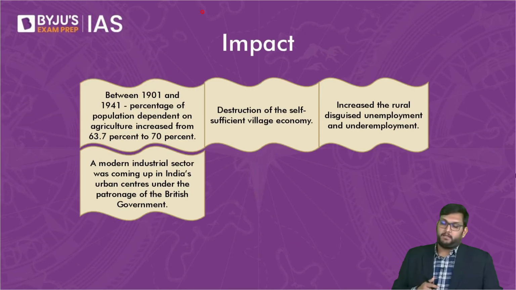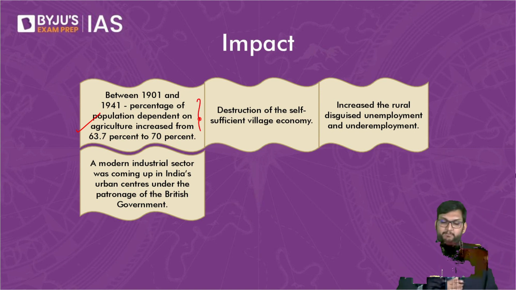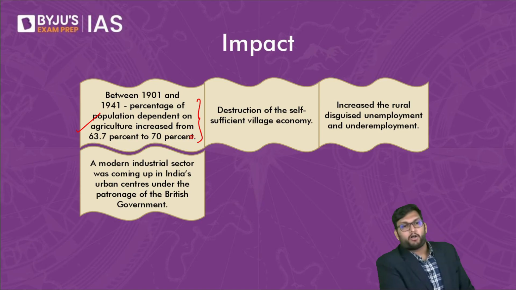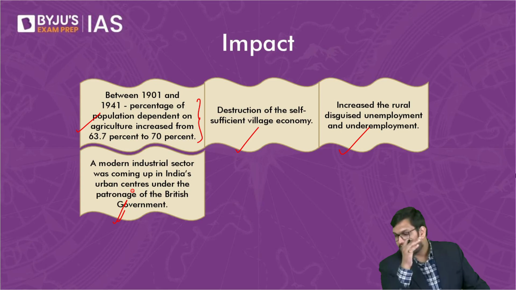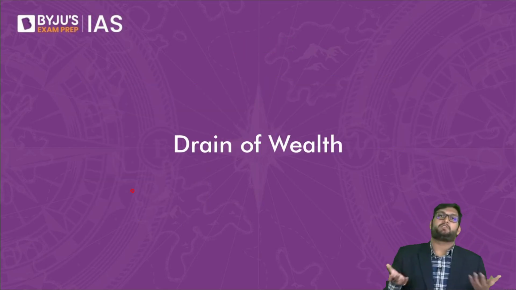Okay. Impact of deindustrialization, what is the impact? Between 1901 and 1941, the percentage of population dependent on agriculture increased from 63% to 70%. Basically, weavers had no other option but to go into landless labor. Destruction of the self-sufficient village economy, unemployment, underemployment, and modern industries never came up in India. And when they came under British patronage, the weaver can't compete, so he only gets some income.